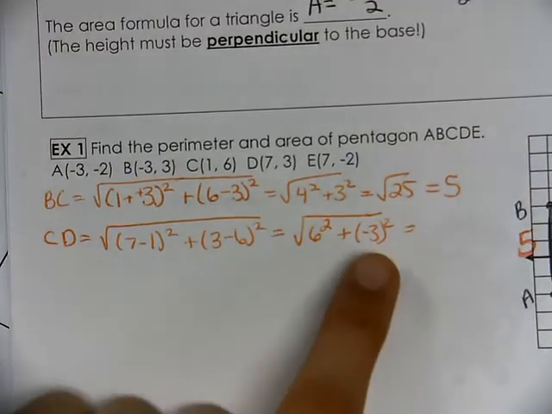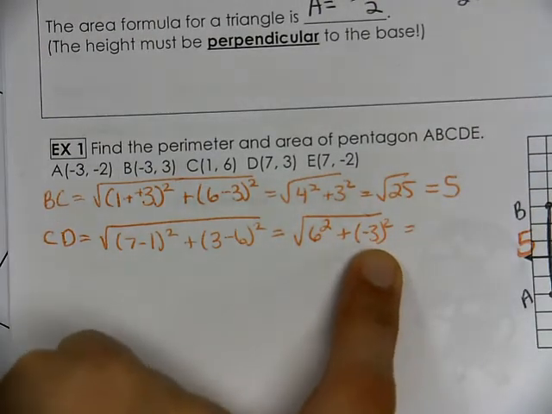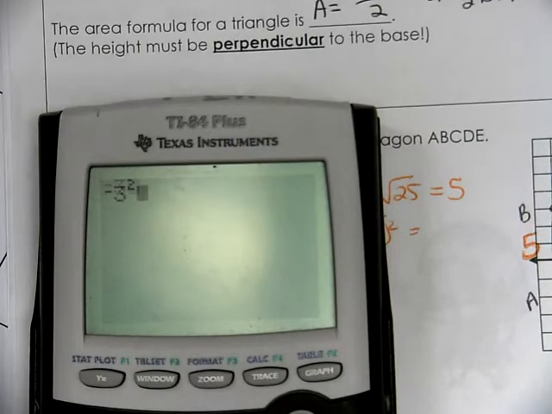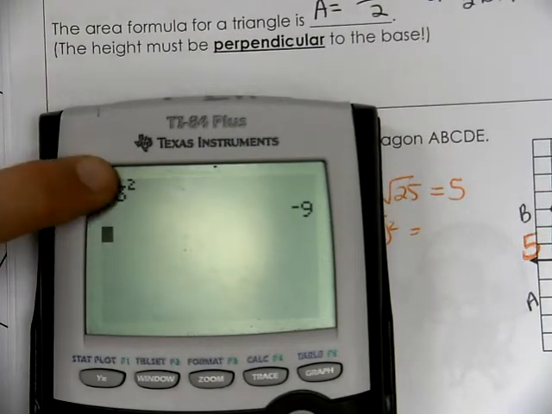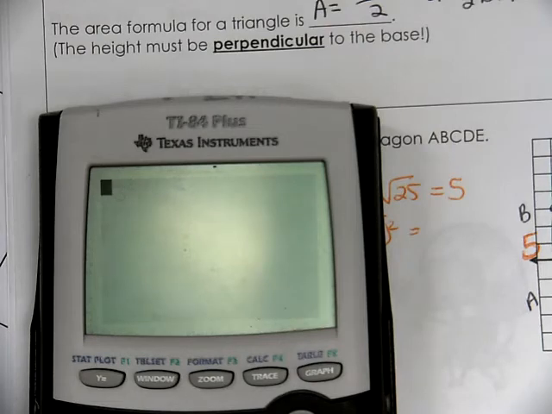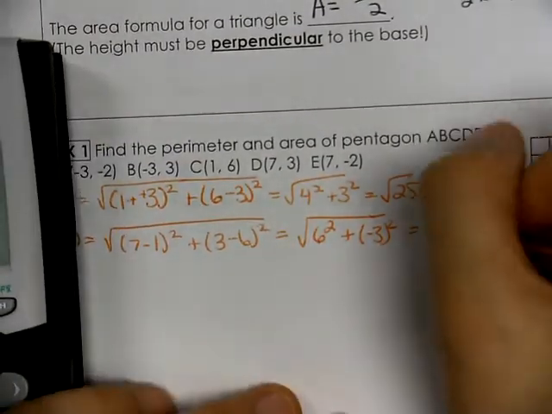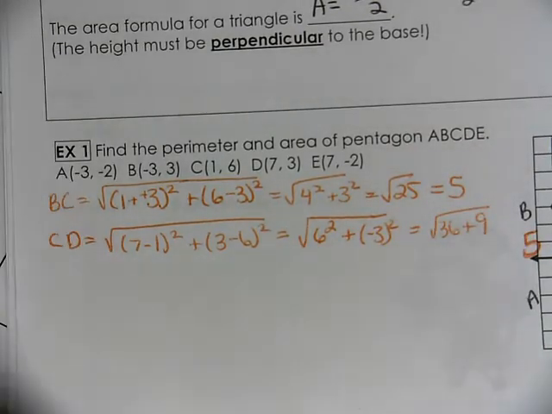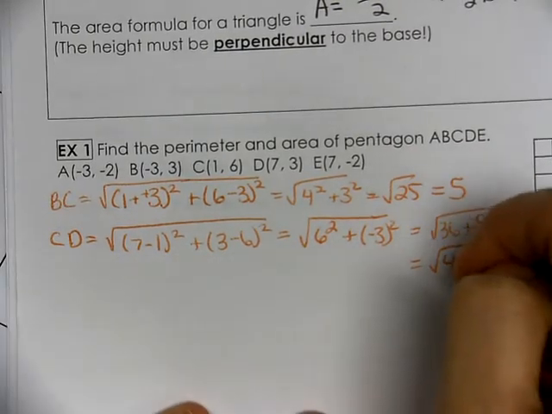I still had people yesterday who, whenever it's a negative number squared, give me a negative answer. And then their distance formula was wrong. Remember, the calculator, if you don't put parentheses, will do it wrong, because the calculator just squares it and puts the negative. You have to use parentheses. Just know distance cannot be negative. Whenever you square something, it's positive. So 36 plus 9, which would be the square root of 45.